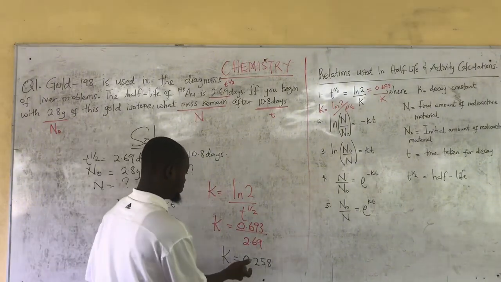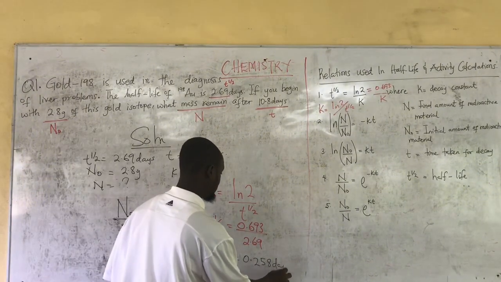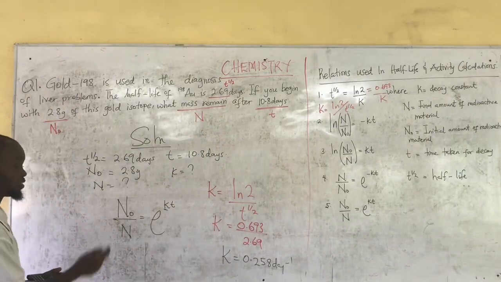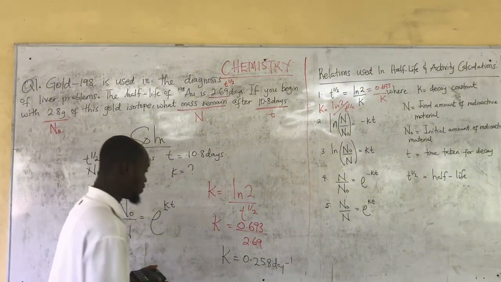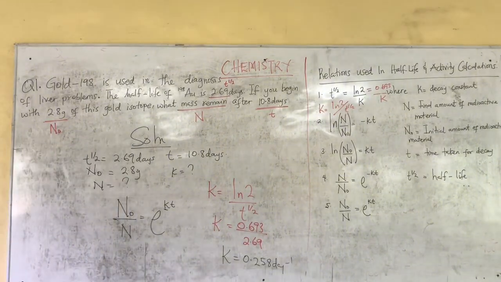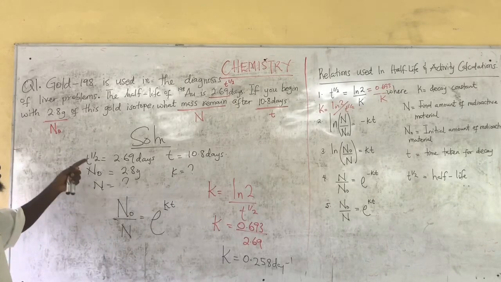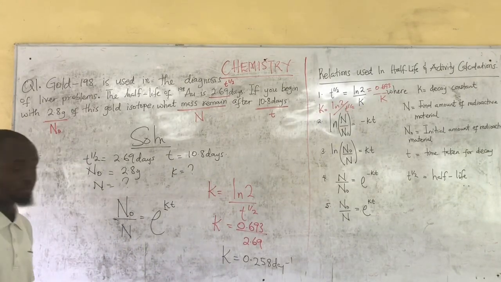So 0.258 per day, because the half-life was given in days. And looking at the relation, it becomes 1 over day, so per day. Is that okay? So this is our k. Now, it is not just the k that we need. We are asked to calculate the amount that remains, that is the n. Is that okay? So let's then proceed.